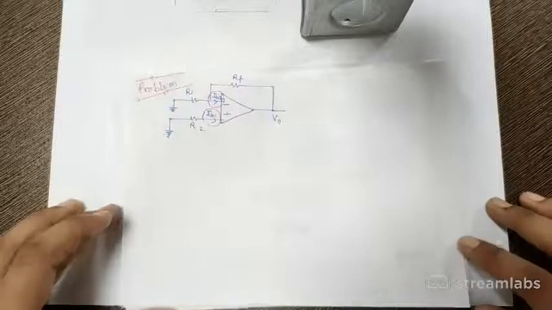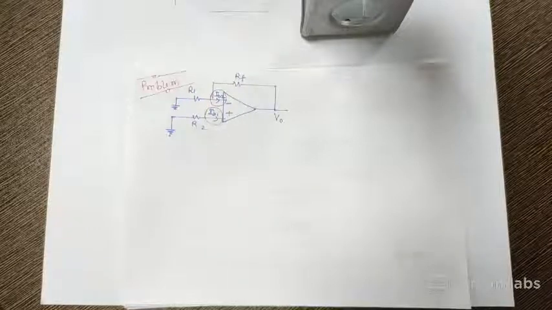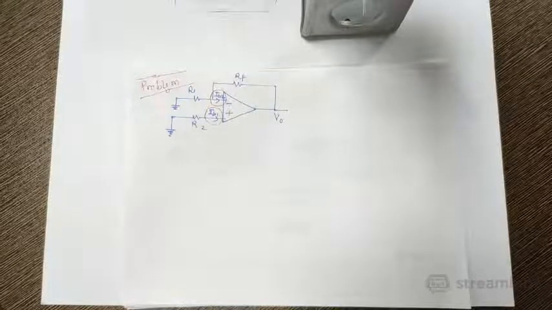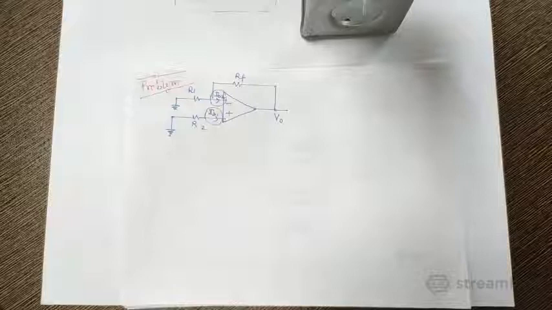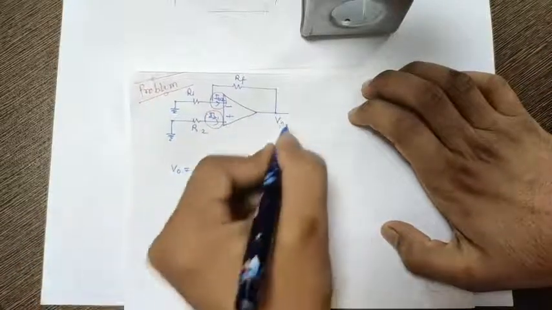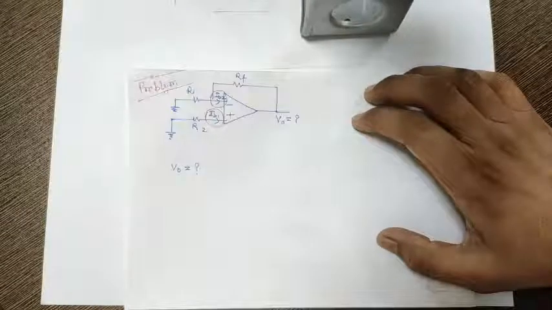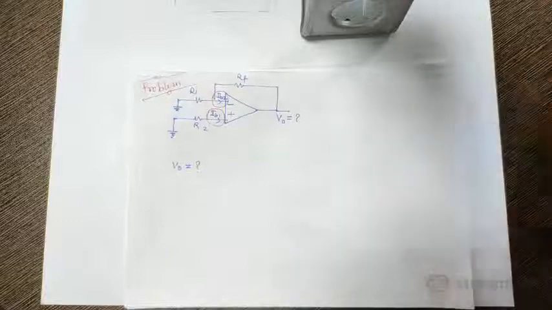Now solve the similar problem here. Numerical values are not given, values are in the form of variables. Just I want to know what is the output voltage in this circuit, means what is the dependency of output voltage in this case.